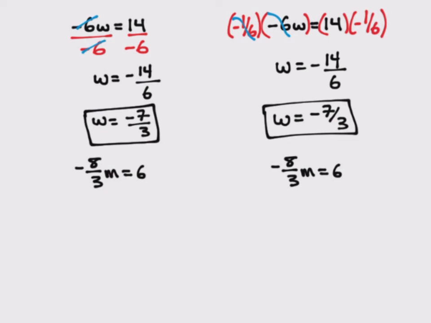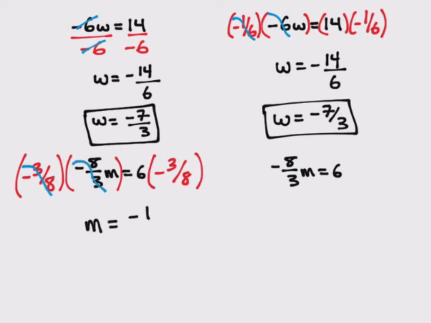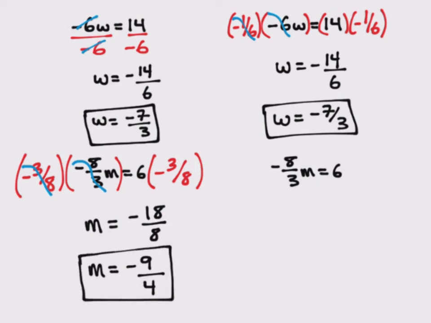The first strategy is to multiply both sides of the equation by negative 3/8. Negative 3/8 and negative 8/3 are multiplicative inverses. They multiply to 1, and we get m equals negative 18 over 8, or m equals negative 9 over 4. Now the other way to handle this, if you're not so comfortable with fractions, is to start by clearing those fractions. If we multiply both sides of this equation by just 3, then we don't have any more fractions, and this should be no problem. We just divide both sides of the equation by negative 8.